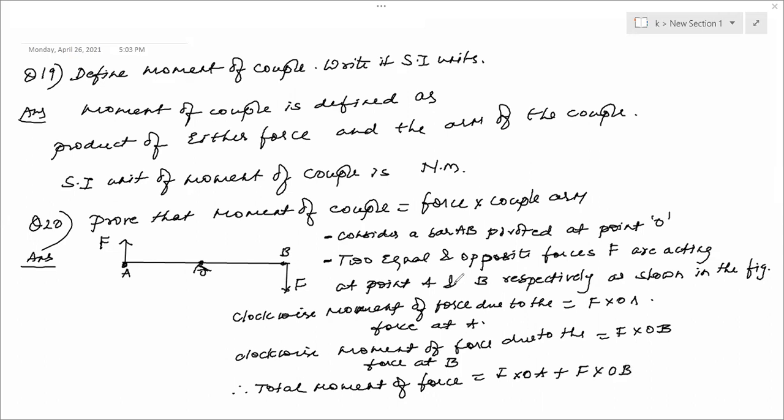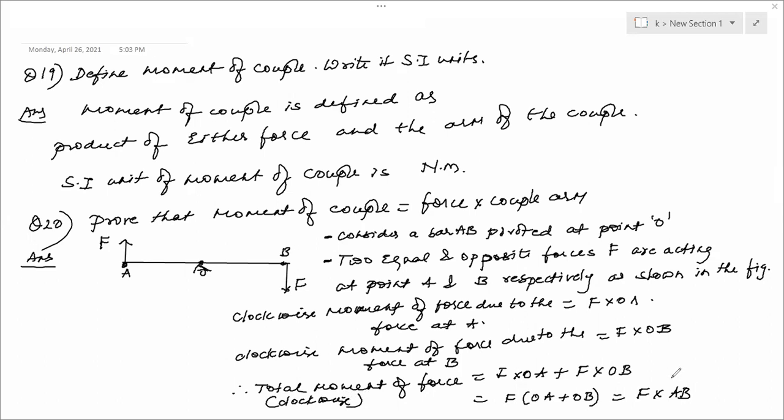I know I have to take it as negative, but I'm not taking it. It makes no difference. So what will happen here? What is common here? F is common. F into OA plus OB, so what you see is F into AB. So the total moment of force is clockwise.